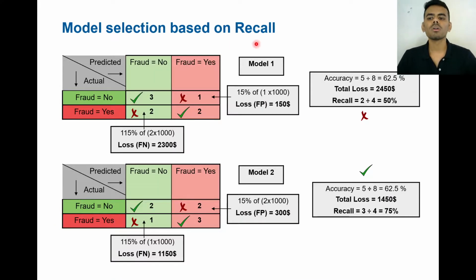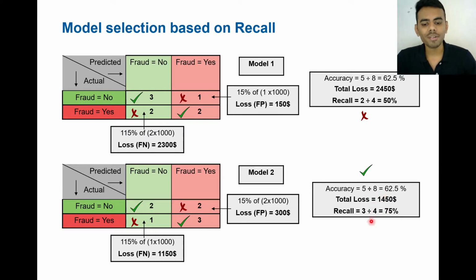Coming back to the business understanding of recall, most of the things are the same. The only difference is this time I'm calculating recall. So what is recall in this model 1 case? If you can see, there are 2 true positives, and the total fraud cases were 4. So 2 divided by 4, recall is 50%. What's recall for model 2? If you see, there are 3 true positives out of 4 total fraud cases. That's why 3 divided by 4, 75%.